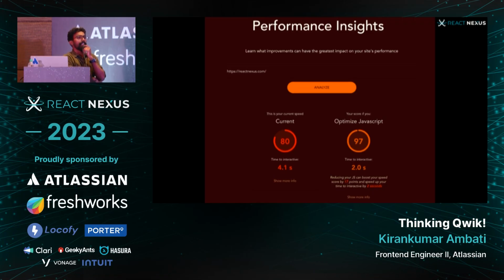This morning, I was running Performance Insights, a tool by Builder.io. I was running the React Nexus website just to see the score, and that came to around 80. And if you see TTI, the time to interactive, it's 4 seconds, which is pretty huge. This is a very small website, and it has a score of 80 and a TTI of 4 seconds.